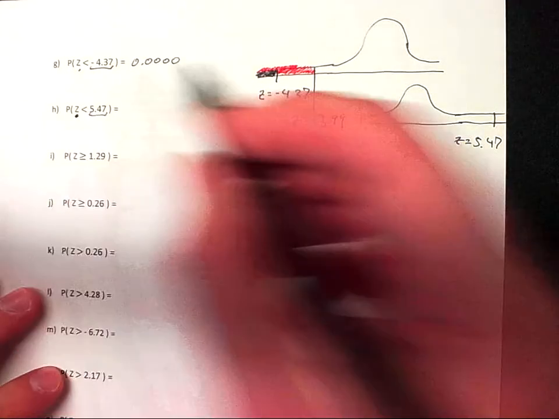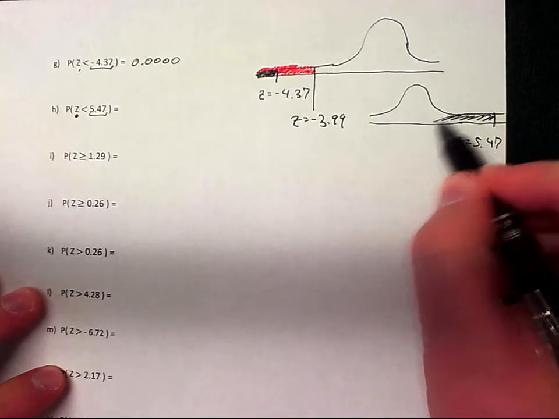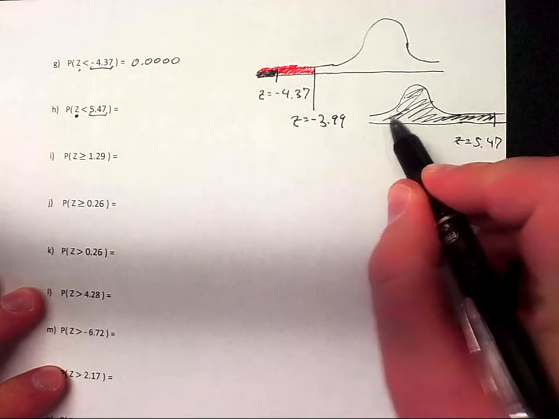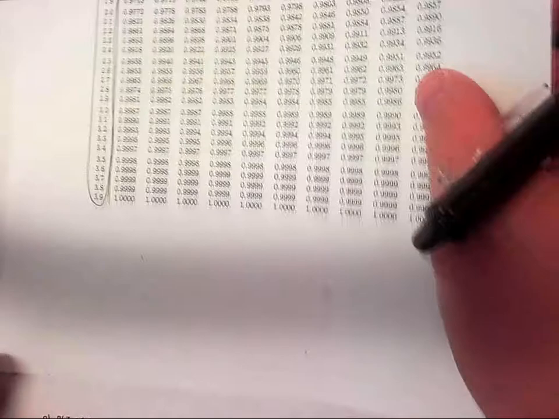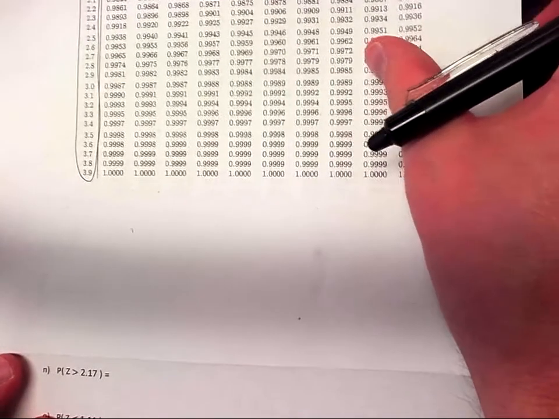Shade to the left. So here we're going less than 5.47. So we're shading in all of this right here, which is to the left of 5.47. And then what's our next step in the process? Look up 5.47 in our table. But again, what's the issue that we run into?